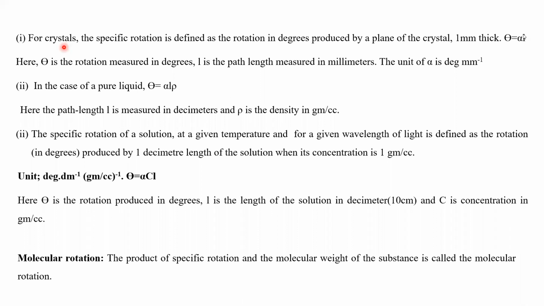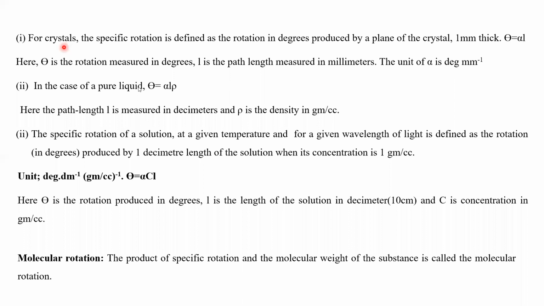Here alpha is the specific rotation of the crystal, when theta is measured in degrees and L is the length measured in millimeters. The unit of alpha is degree per millimeter.